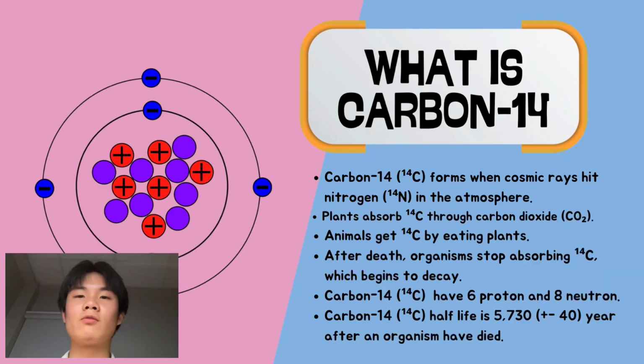What is carbon-14? Carbon-14 forms when a cosmic ray hits nitrogen in the atmosphere. Plants absorb carbon-14 through carbon dioxide. Animals get carbon-14 by eating plants. After death, organisms stop absorbing carbon-14, which begins to decay. Carbon-14 has 6 protons and 8 neutrons. Carbon-14's half-life is 5,730 plus or minus 40 years after an organism has died.